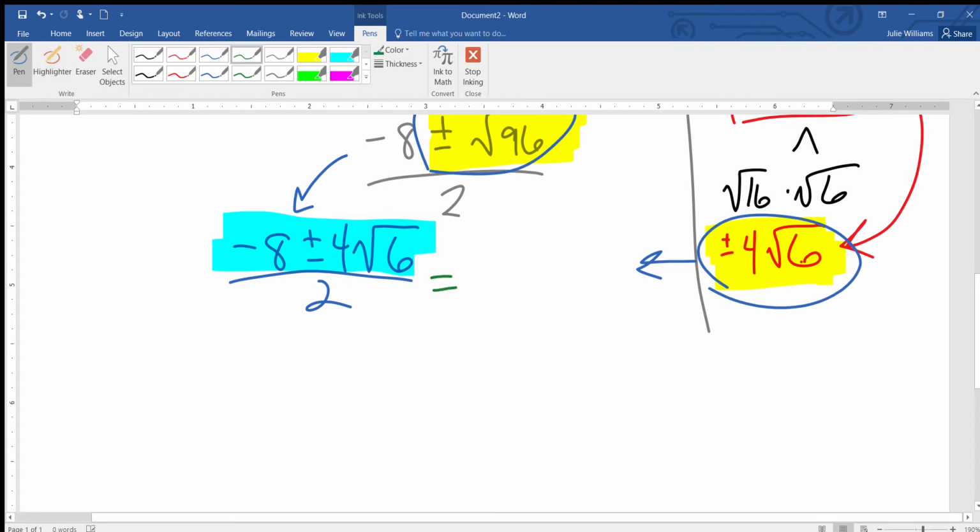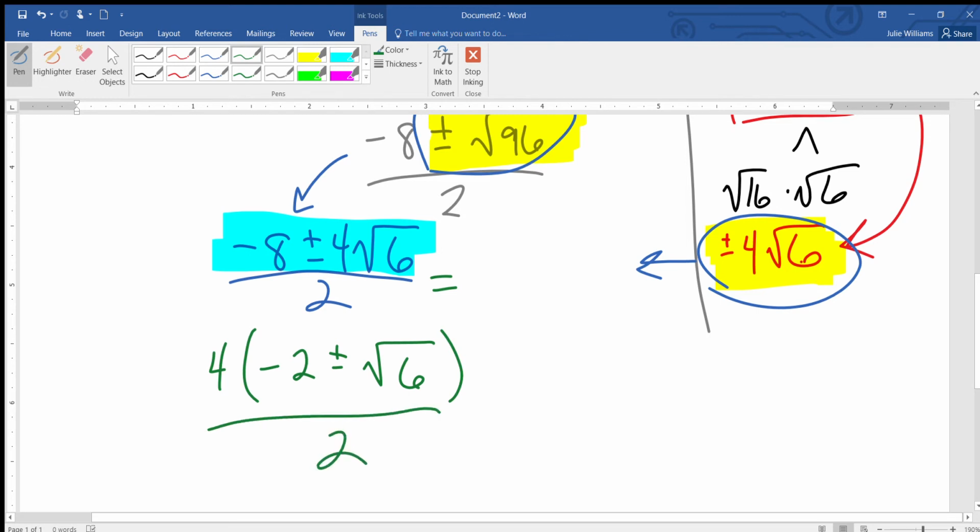So this will become, I'm going to actually write it down below, 4 times -2 plus or minus the square root of 6 all over 2. You can see that the two aqua expressions here are equivalent, right? I just factored out a 4.